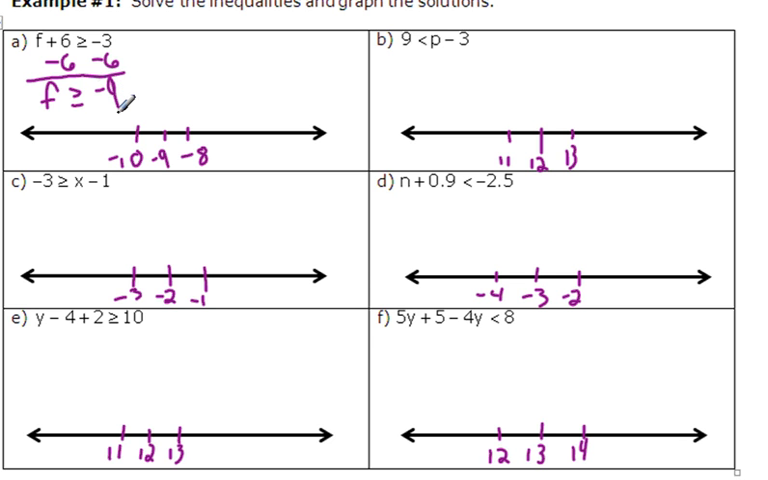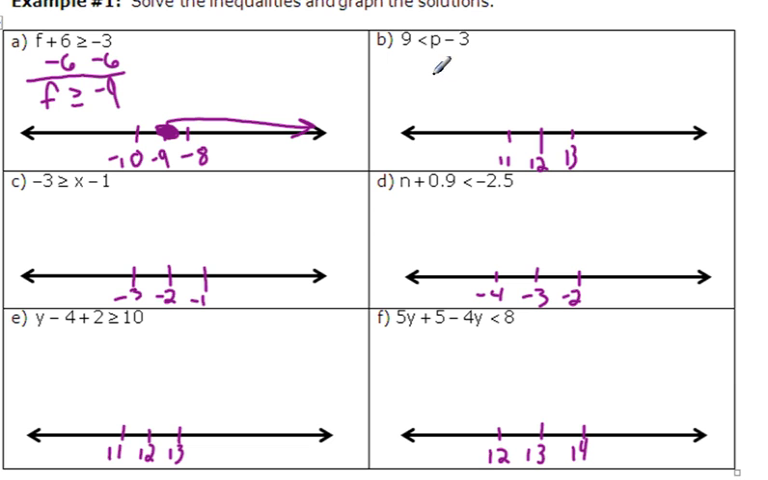Now we're going to graph our solution. Remember, when you graph a solution, you need at least 3 points. So that's why I have 3 points on my graph. Since my solution is at negative 9, I put a circle. Since it has an equal to with it, it's a closed circle. And then greater than or equal to means it's going to the right.